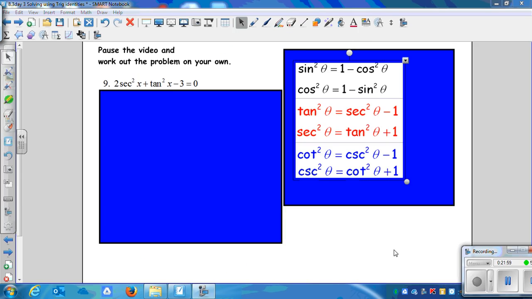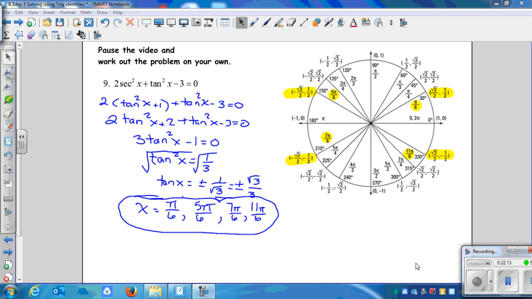Number 9, pause the video and work out the problem on your own. Once you've finished, unpause the video and check your answers. Number 9, your solutions are pi over 6, 5 pi over 6, 7 pi over 6, and 11 pi over 6.